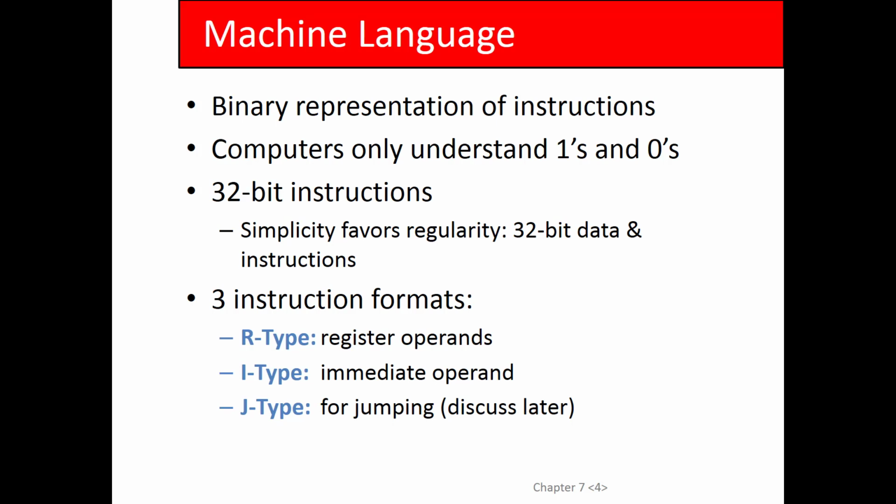And then J-type instructions are for jumps. So that's whenever you want to call a function or a method, use a J-type. Right? And those are the 3 types of instructions. Pretty simple.